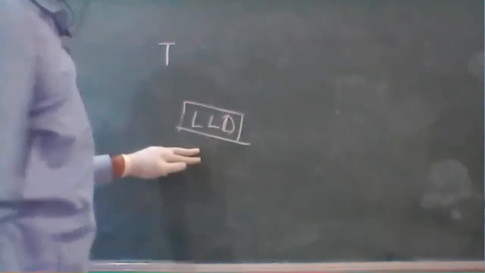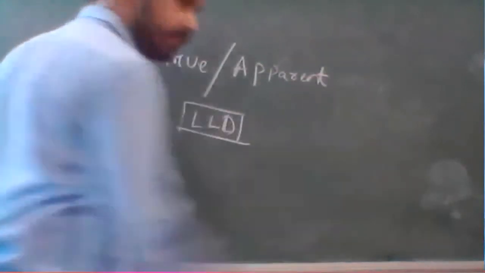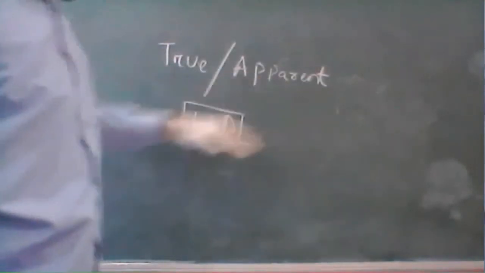You know, there are two types of leg length discrepancy. One is true LLD. The short form is LLD, so just remember leg length discrepancy. Most of the time I will use LLD. Clear? So one is true LLD, another one is apparent LLD.